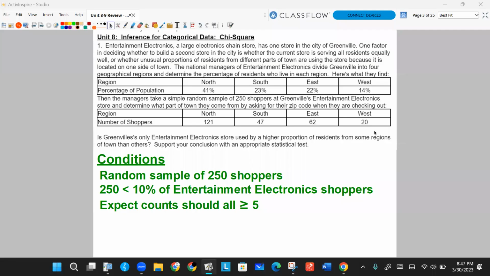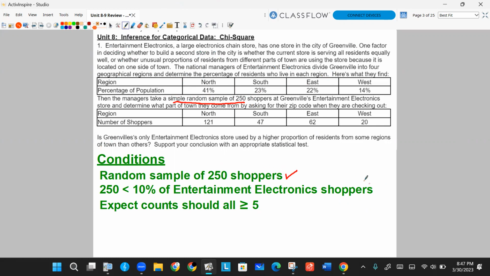The three conditions you want to check for in this are random, independent, and expected counts being at least 5. For the random and independent conditions, they're just going to give them to you in the problem, so you have to go through and look for them. In this case, a simple random sample of 250 is going to meet your random condition. So that's checked off, but make sure you write that.